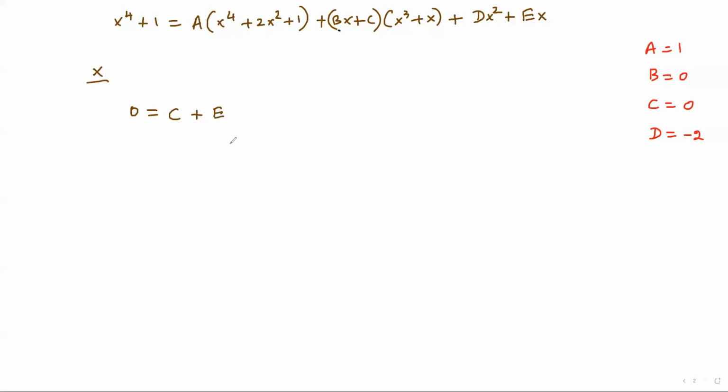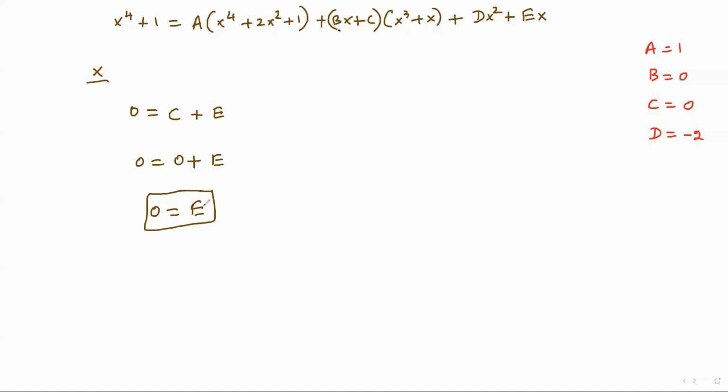Okay, already we know the value of c, that is 0. So if I plug in c is equal to 0, then I get 0 is equal to 0 plus e. So finally, 0 is equal to e. I got the value of the fifth constant, that is e. So e is equal to 0. Okay, now I have the values of all the 5 constants.